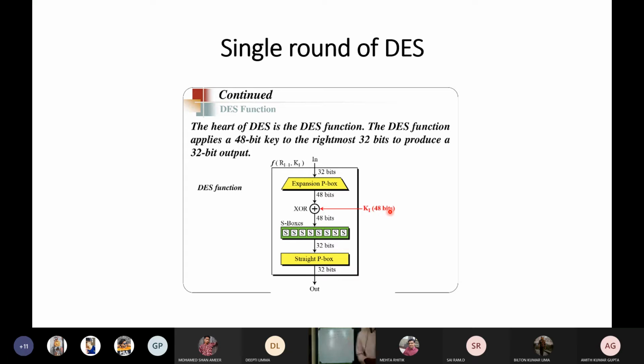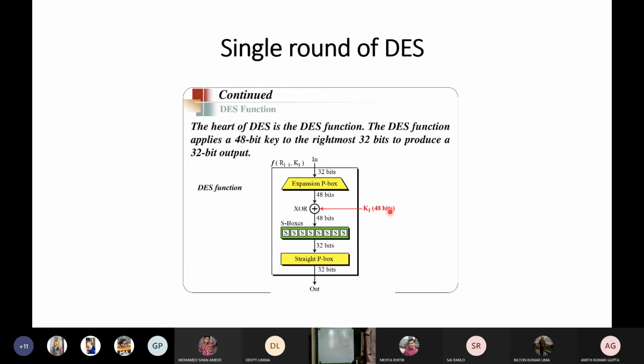So these 32 bits each, what are they going to do? They are passed to the so-called XOR operation. In this XOR operation, we apply a sub key of 48 bits. So this XOR gives us an output of 48 bits. The 32 bits are expanded. These 48 bits then pass to the so-called S boxes: S1, S2, S3, S4, S5, S6, S7, and S8.